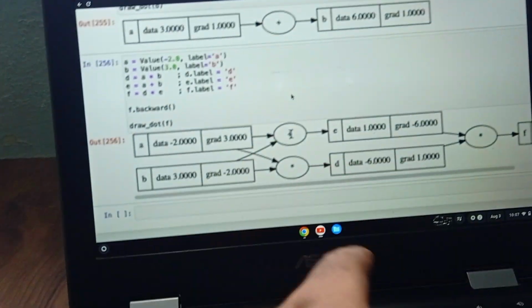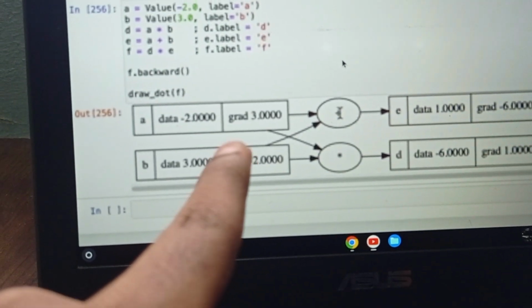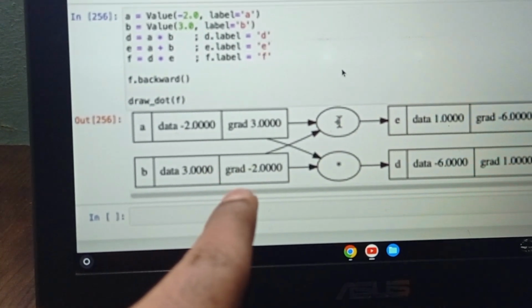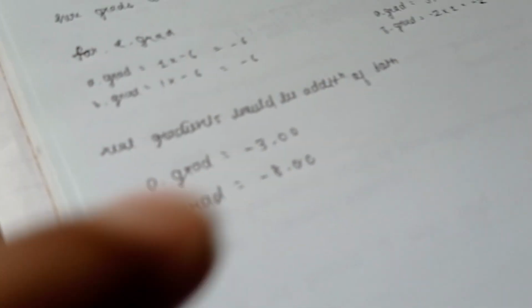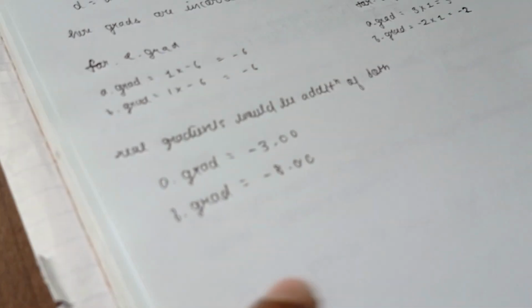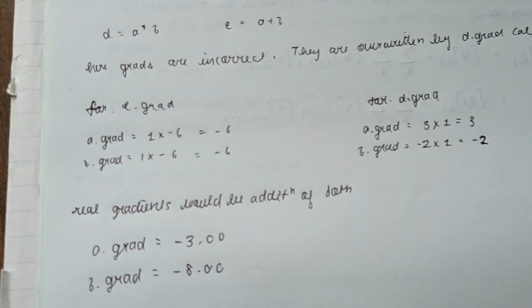The values that they show here right now are, for a it shows 3 and for b it shows 2, but the actual values should be minus 3 for a and minus 8 for b. So here's what happens. Let's go over it one by one.